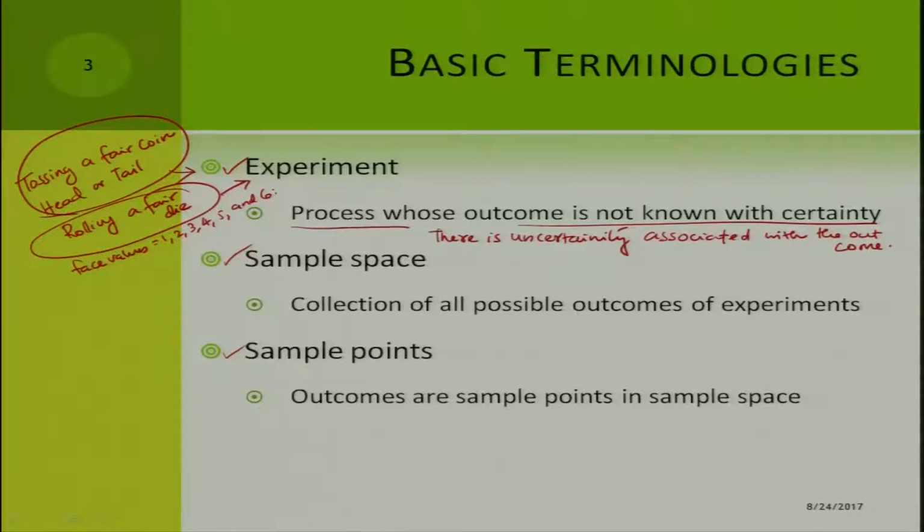The next concept that we need to go through is the concept of sample space, which by definition is the collection of all possible outcomes of the experiment. As we said earlier, if the experiment is rolling a fair die, then all possible outcomes, if you write it as a set, the sample space is denoted by uppercase S. The set would be 1, 2, 3, 4, 5 and 6. This would be the sample space when you are rolling a die.